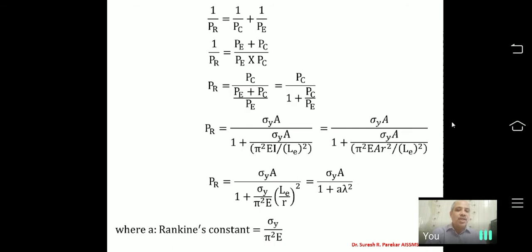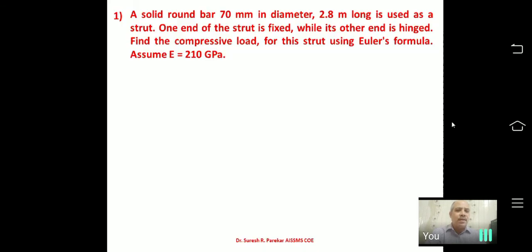Now we are with problems, 3-4 problems over here, and then we will stop. Now we will go to the first problem. Problems are very simple when we talk about these columns, because we have to use only two formulas. One formula is P equal to pi square E I upon Le square, which is Euler's formula, and then we have Rankine's formula, which is sigma y into A upon 1 plus A into lambda square, where A is Rankine's constant, equal to sigma y upon pi square E. So we have to use these formulas and then solve the problems.